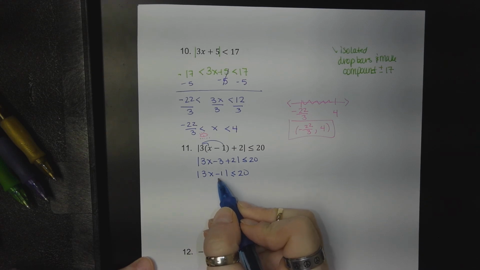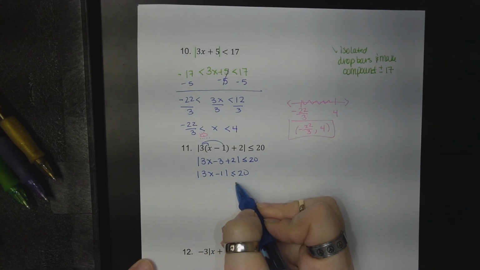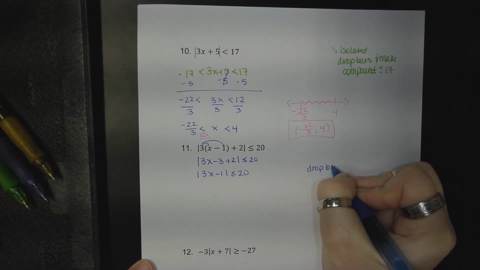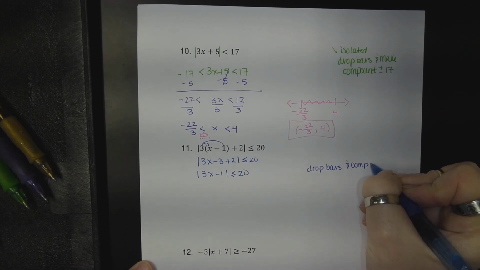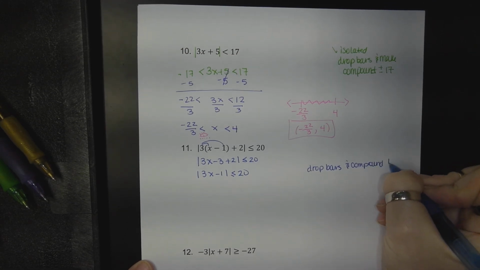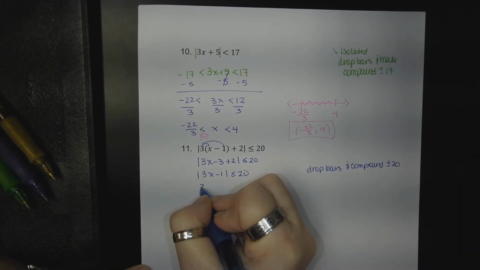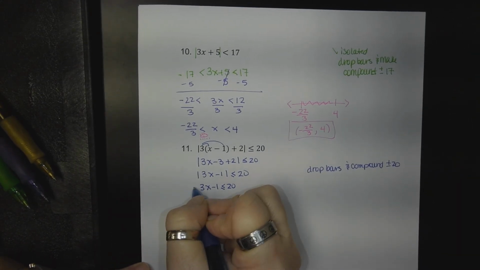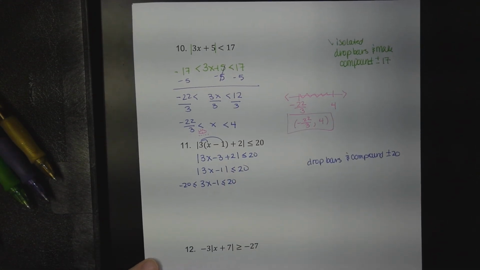Now we have our absolute value, and it is isolated. Less than or equal to, so what do we do? That's right, drop bars. Compound, good. Plus minus 20, awesome. So drop the bars: 3x minus 1 less than or equal to 20. This is greater than or equal to negative 20. Beautiful. Now we just solve, yeah?